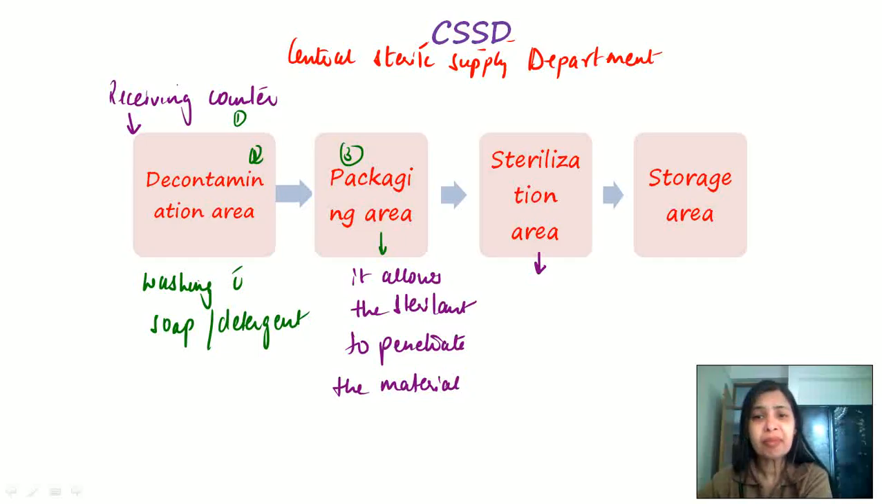So what is happening in the sterilization area? Finally sterilization is happening. Mainly two methods are used. Either it is ETO or ethylene oxide, or it is the autoclave. These two methods are usually used for sterilization in the sterilization area. And once everything is sterilized, we are now putting it in the storage area. Fifth one is the storage area, and after being stored, as per the requirement, we are issuing it to the various areas. So next we have the issue counter.